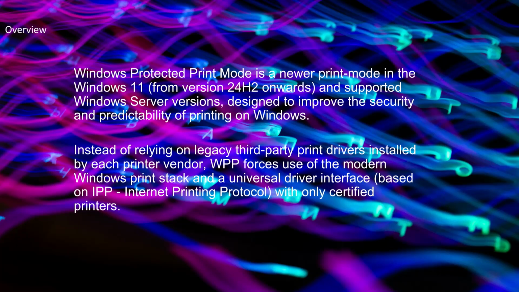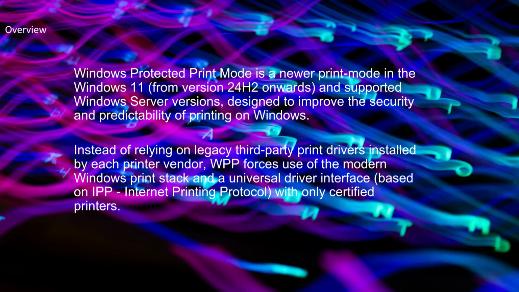Windows Protected Print Mode is a newer print mode in Windows 11 from version 24H2 onwards, and supported Windows Server versions, designed to improve the security and predictability of printing on Windows. Instead of relying on legacy third-party print drivers installed by each printer vendor, WPP forces use of the modern Windows print stack and a universal driver interface based on IPP, Internet Printing Protocol.